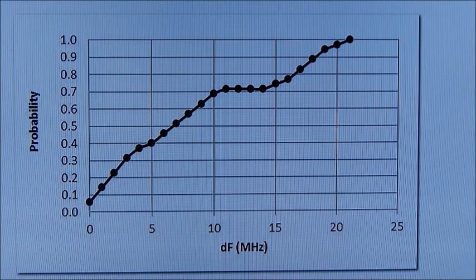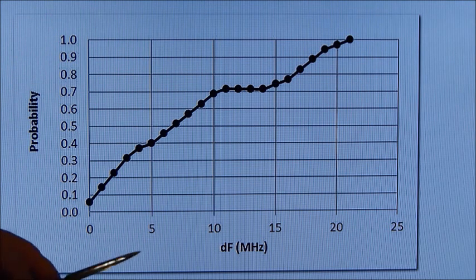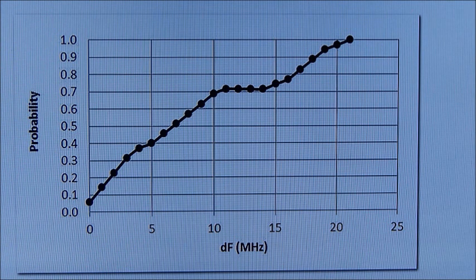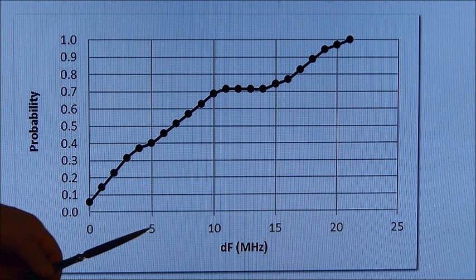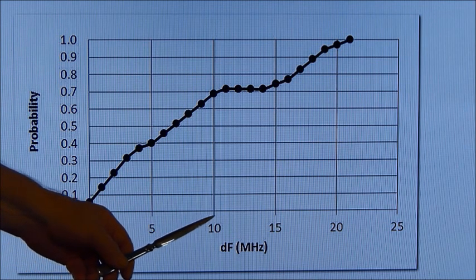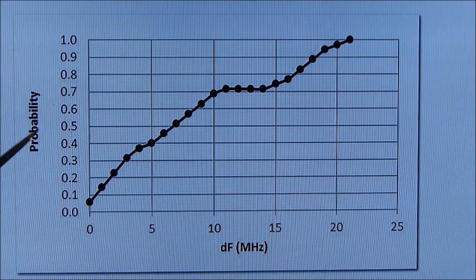And here we see the final result in a graphical way. The CDF, the probability of the frequency difference to be less than a certain value. For example, the probability that the frequency difference will be less than 10 MHz is 70%.